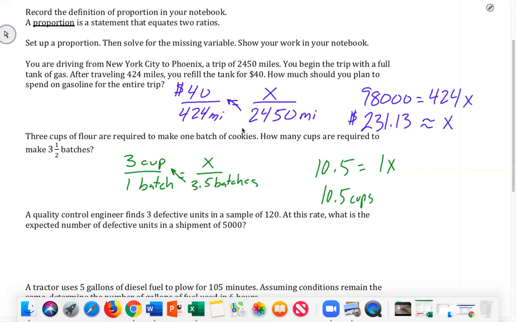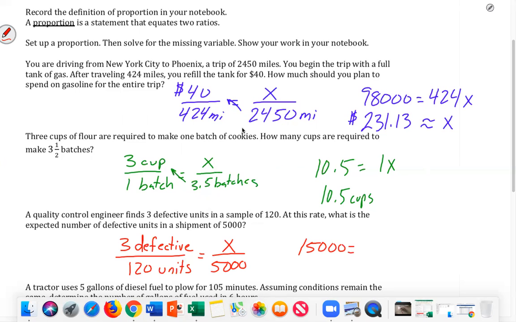A quality control engineer finds 3 defective units in a sample of 120. So 3 defective out of 120 units. It says, what is the expected number of defective out of 5,000? So I'm going to do 3 times 5,000, so it's 15,000 equals 120x. Divide by 120. And we're going to get 125 defective.